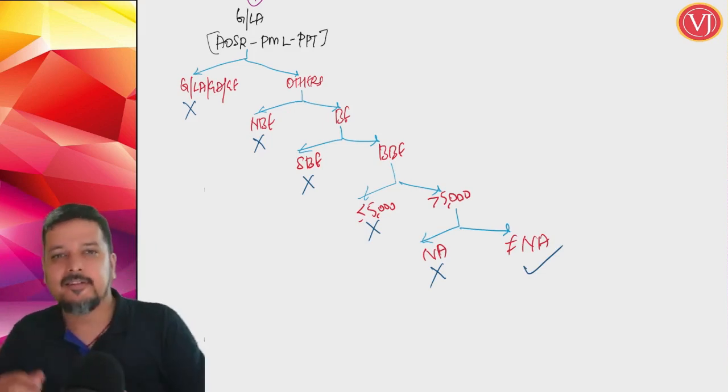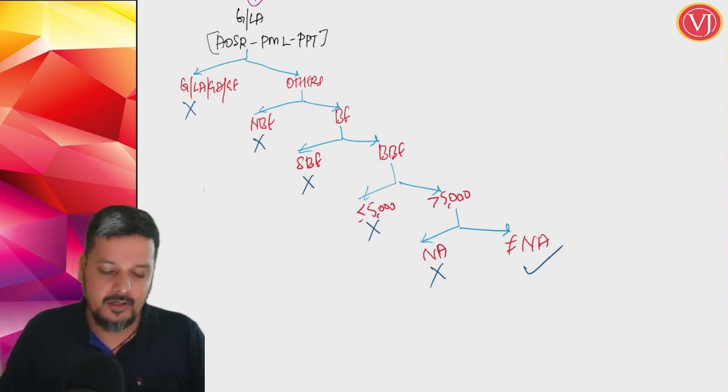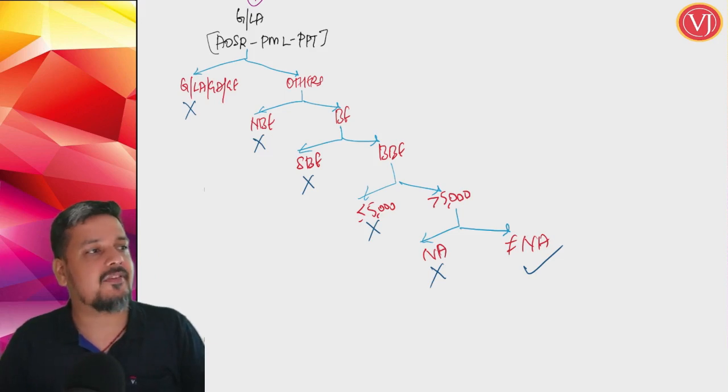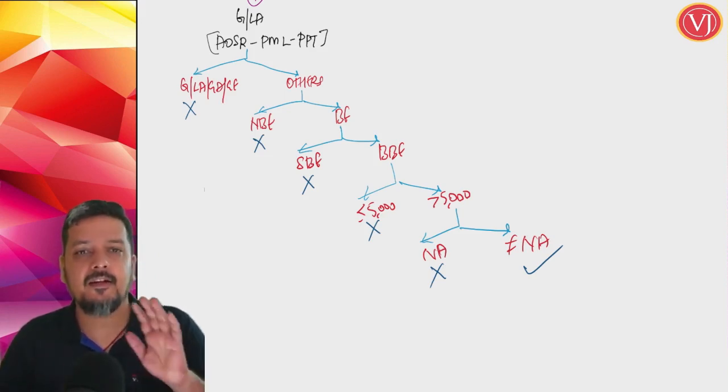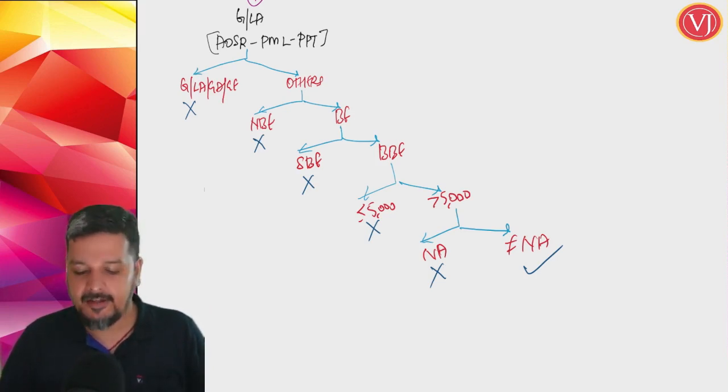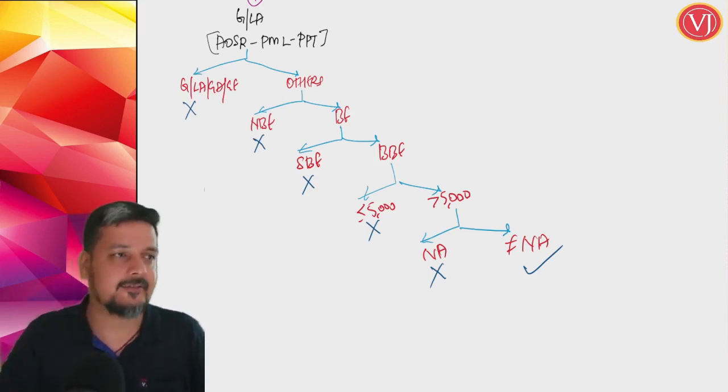See the list. So if it is government to government, exempt. Government to others, wait. Government to non-business entity, exempt. Government to business entity, wait. Government to small business entity, exempt. Government to big business entity, wait. Government to big business entity, value less than or equal to 5,000, exempt. More than 5,000, wait. Notified activity, exempt. Other than notified activity, taxable, but wait.